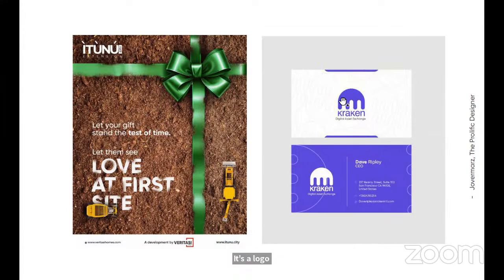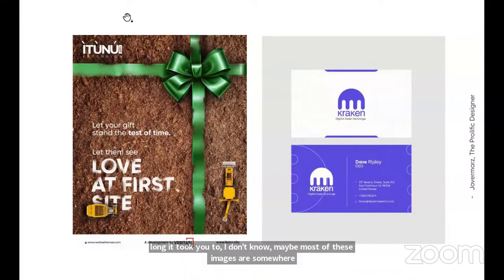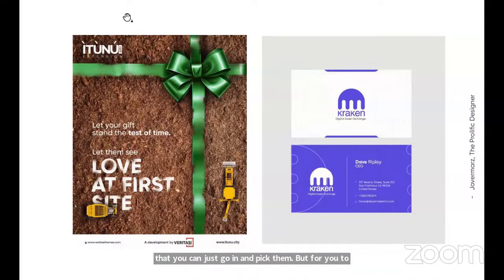My question now is about this image here. I'm just trying to be in your position and see how creative and how wide your mind is in exploring images to pass your information across in your designs. I looked at this and wondered how long it took you. Maybe most of these images are somewhere that you can just go in and pick them. But for you to pick this particular one, it shows how broad your mind is and how creative it is.